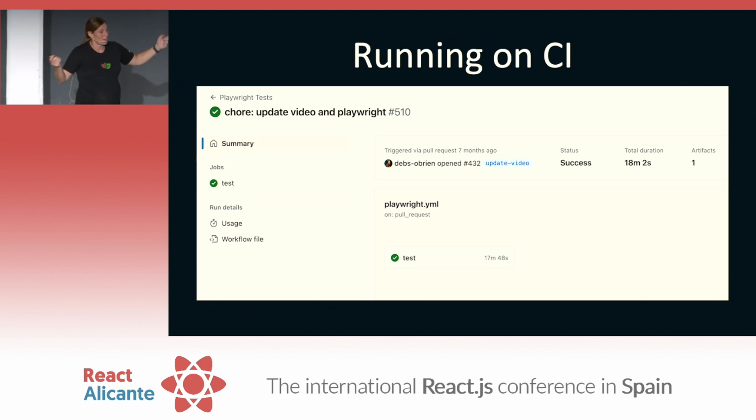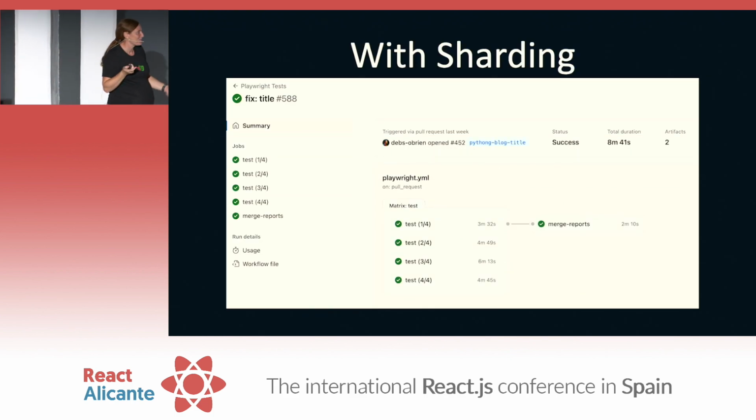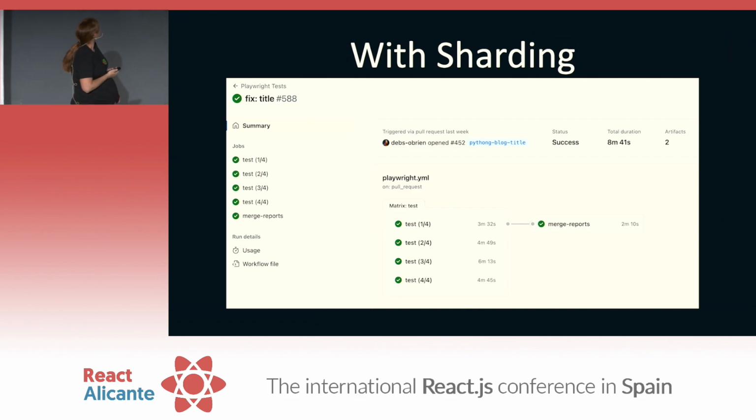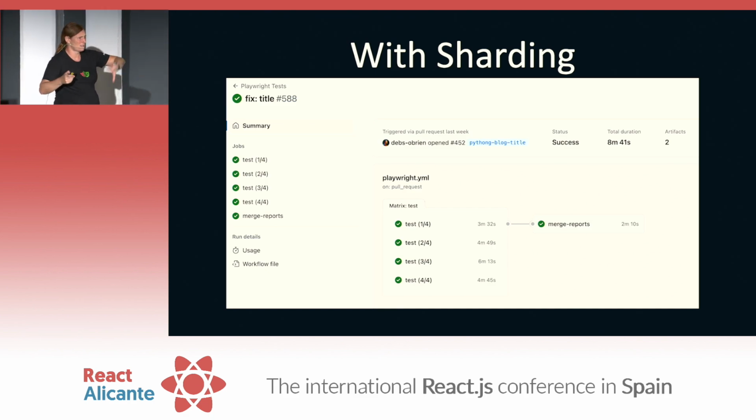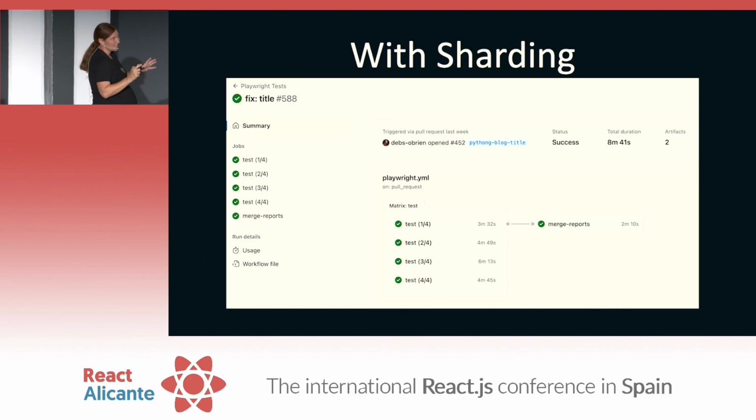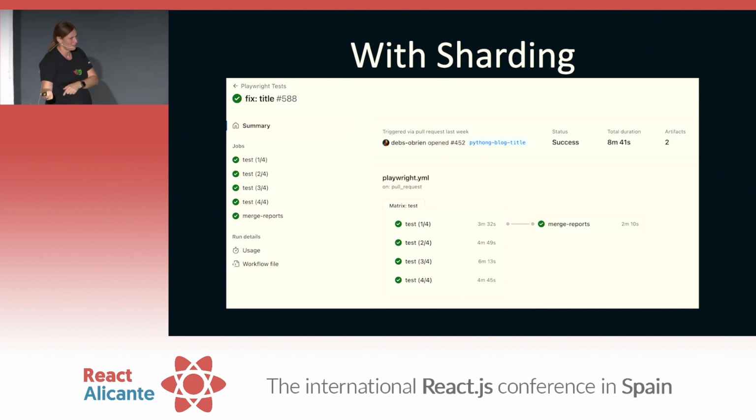So how do I make this better without spending money? This is really important, not spending money. Obviously, my code is open source, so I don't pay for things. So basically, you can shard. I'm running 4 shards, so instead of all my tests running on one machine, I split them across 4 machines. So technically, you'd say 18 minutes divided by 4, right?